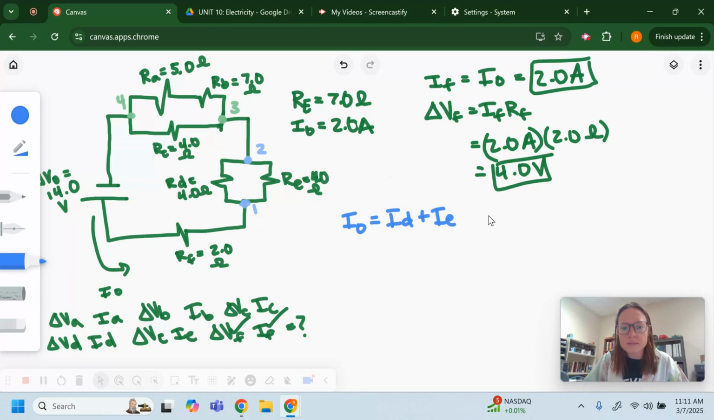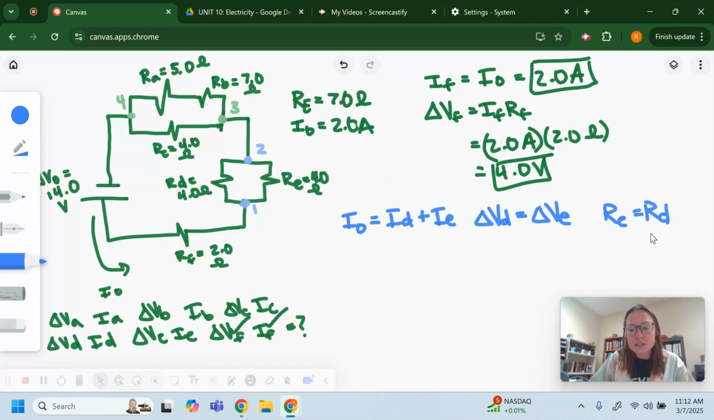Because RD and RE are in parallel with each other, let's follow parallel rules. That means that delta VD is going to equal delta VE, since they're in parallel with each other. The voltage drop across E has to equal the voltage drop across D. Okay, I know that. And then there's actually one other thing that I know here. The last thing that I know is that just looking at this, RE happens to be equal to RD. Now, this is not always true, but in this particular case, it happens to be true that they're both equal to 4 ohms.